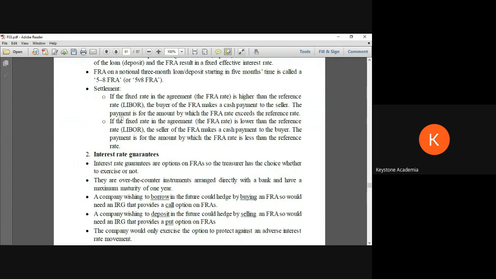Okay, settlement, when we are settling it. If the fixed rate in the agreement is higher than the reference rate, that is LIBOR, the buyer of the FRA makes a cash payment to the seller. Again, not directly important, but if the LIBOR rate goes up above the agreed rate, then obviously it's a loss for them, so you have to pay the seller. Anyway, don't worry about it.